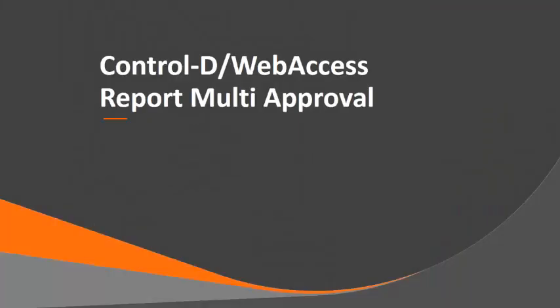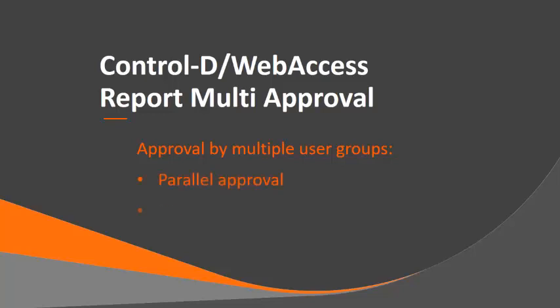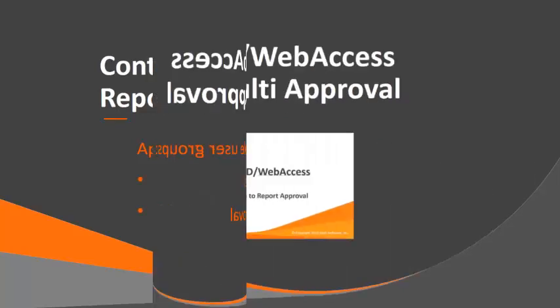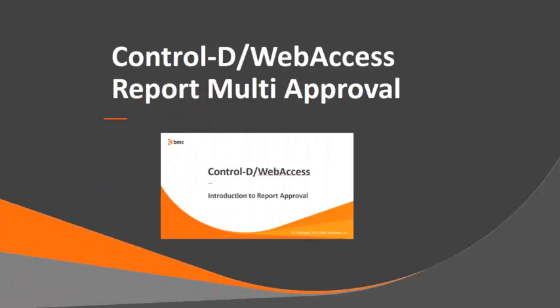In this video, you will learn about assigning reports for approval by multiple groups of authorized users, also known as multi-approval. We will demonstrate two modes of multi-approval: parallel approval and multi-level approval. If you haven't seen our Control-D Introduction to Report Approval video, we recommend that you view that video first.